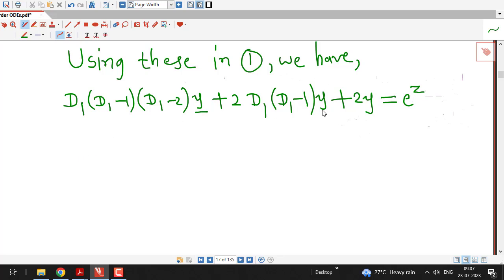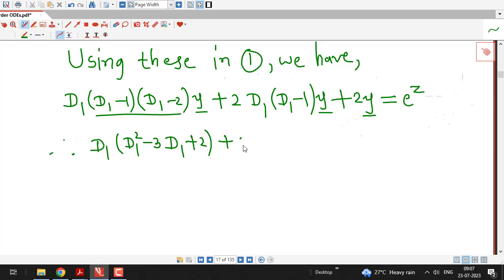Now in each of these terms y is common, so we can take y common, and simultaneously we can multiply these two. So we have D1 into D1 minus 2, that is D1 square, minus 2 D1 minus D1, that is minus 3 D1, and minus 1 into minus 2, that is plus 2, plus 2.